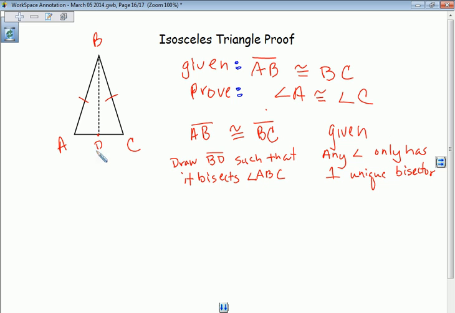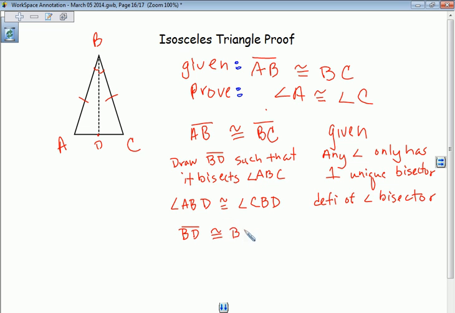And so when I draw in the bisector, did I create congruent angles? Yeah. I created an angle ABD, and it is congruent to CBD. This is congruent to this. Do you see that? And that would be the definition of angle bisector. Okay, and BD is congruent to itself, isn't it? What property is that? Reflexive property.